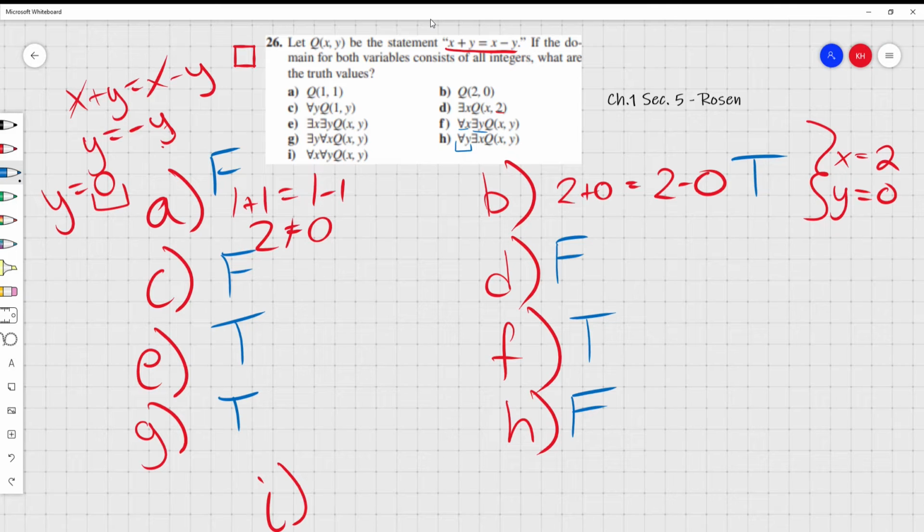This, again, we've found the same argument as before. We can't rattle through every single number of y because only 0 works for this. So by just having for all y, we immediately get a false here. All right.